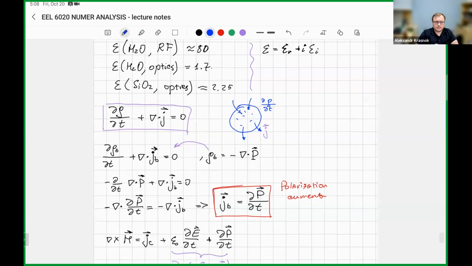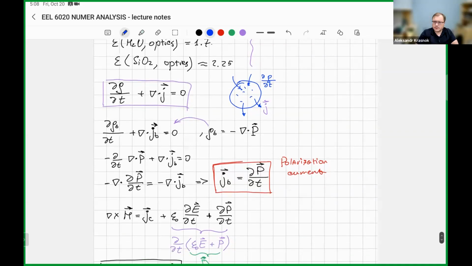Dielectric permittivity can be very different, from several thousands down to just one. Vacuum has a permittivity of one, air has a permittivity of 1.000 something, so very close to vacuum. Glass has a permittivity of around 2.2, etc.